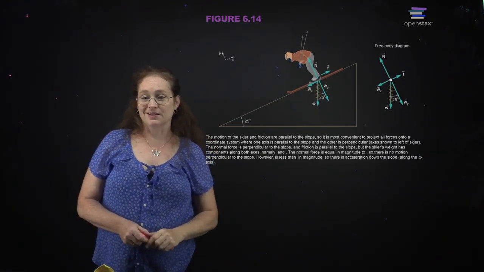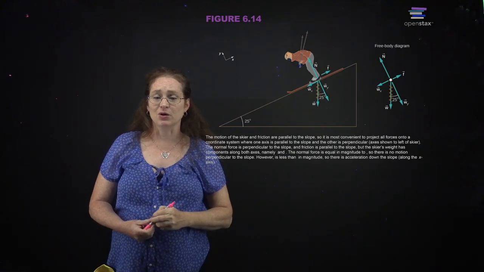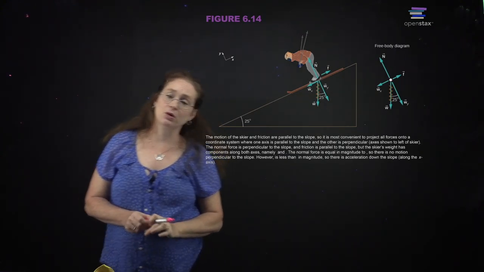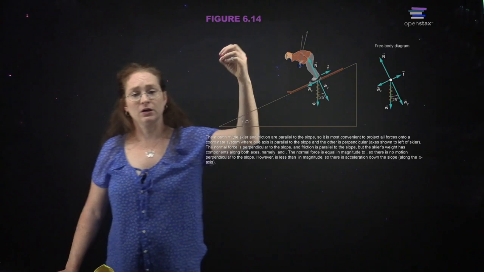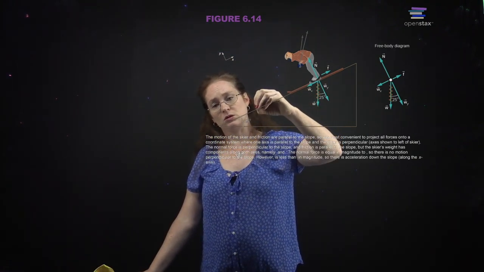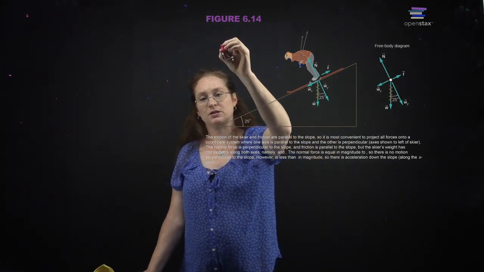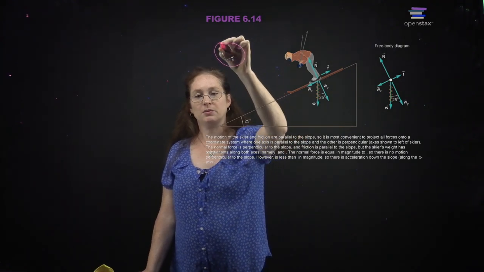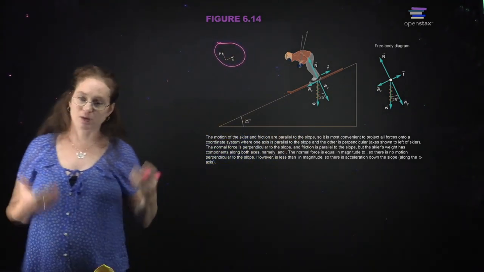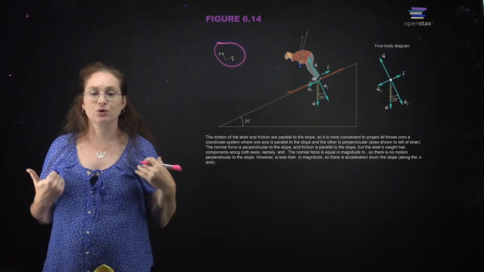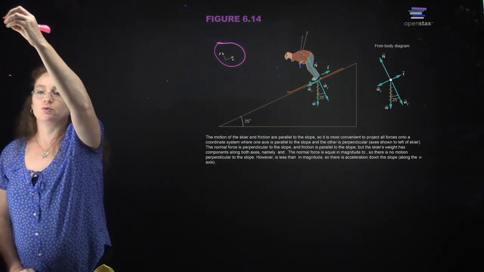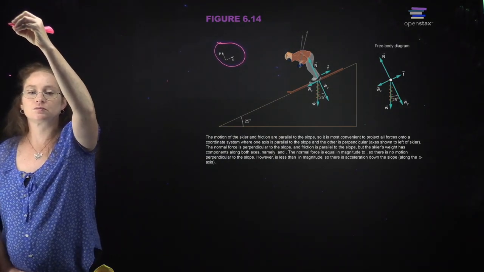Okay, a skier skiing down an inclined slope. We've done this before, and we're going to do it again. We are going to use the coordinate system that is drawn here on the problem. Because we have the sketch drawn and the forces drawn, we can proceed with writing everything down.